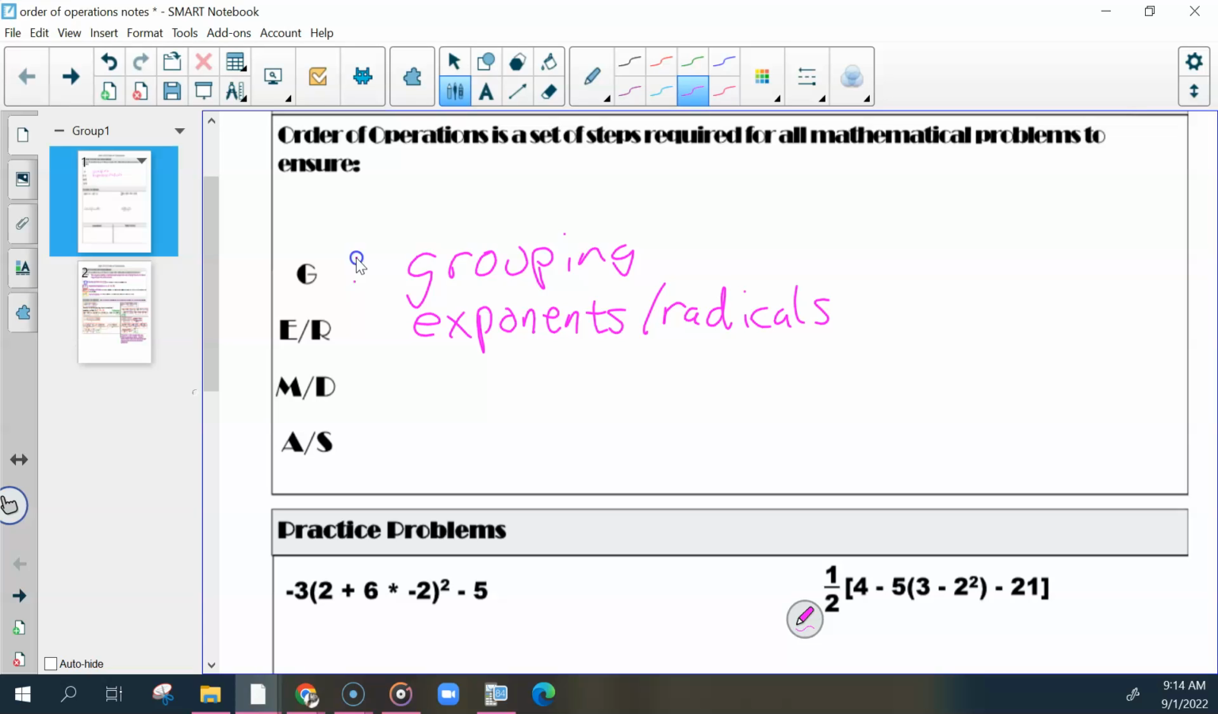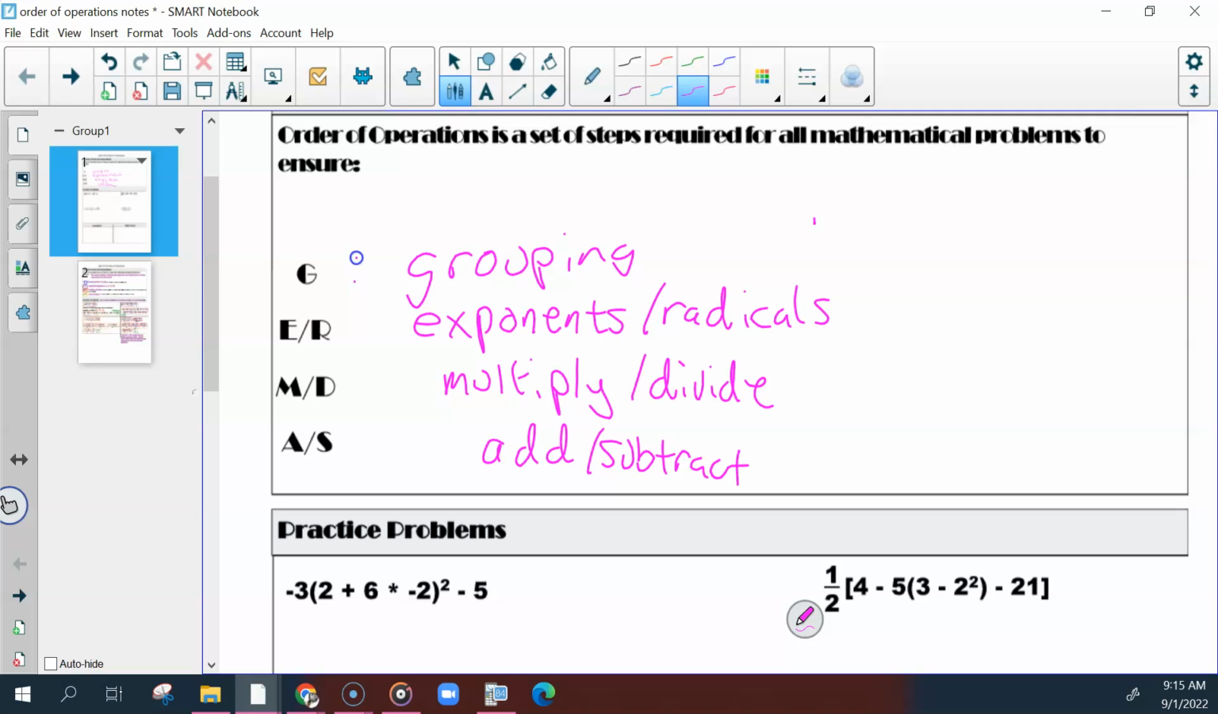When I write this out, I like to write the M and the D or the A and the S on top of one another instead of next to one another to show you that it doesn't matter which one you do first. It's whichever comes first, reading left to right. So multiplying and dividing, and adding and subtracting. When I write, I usually use PEMDAS. I write it like this. So it doesn't matter which one you use.